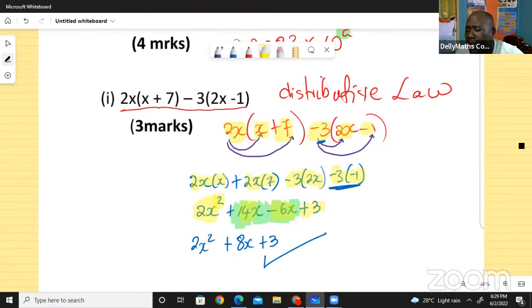I want you to understand that like terms are variables raised to the same power. We only have these as like terms. These are the only like terms that we have now.